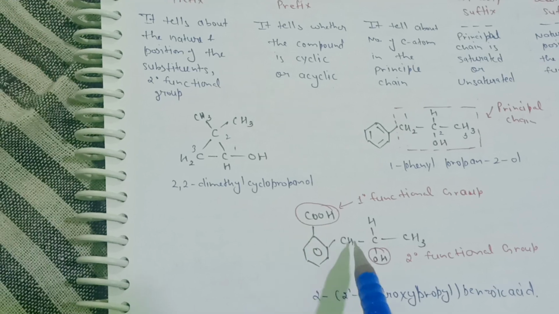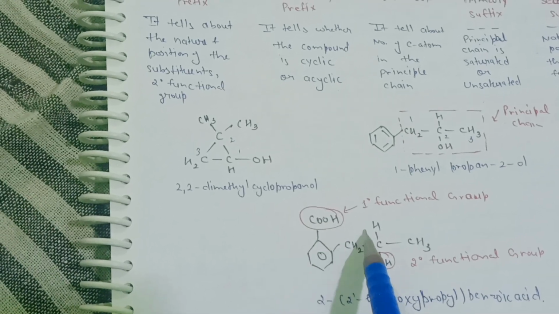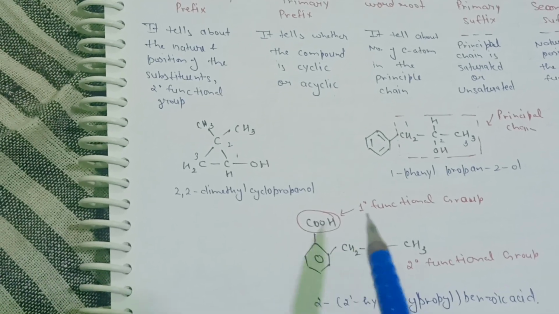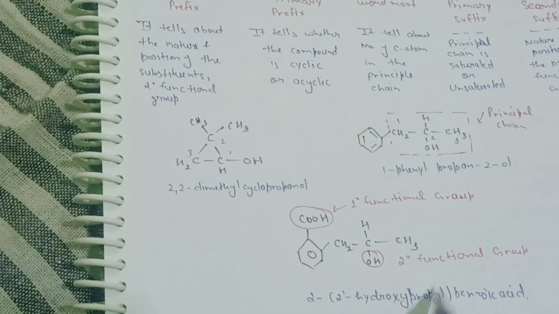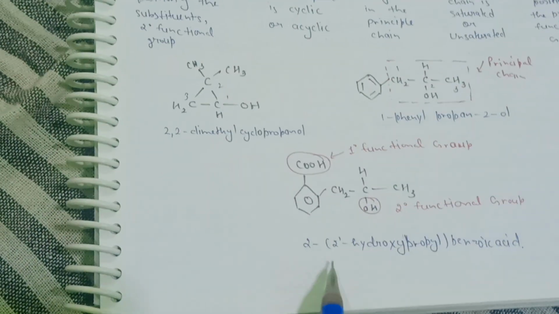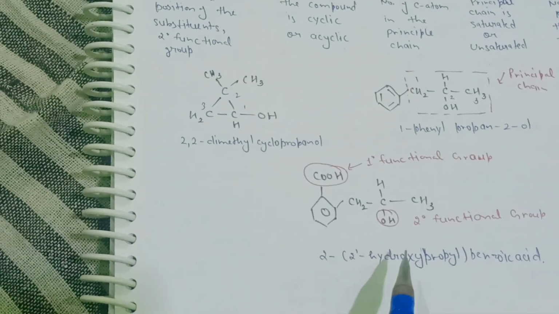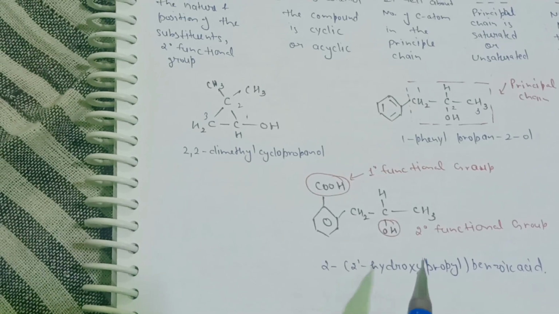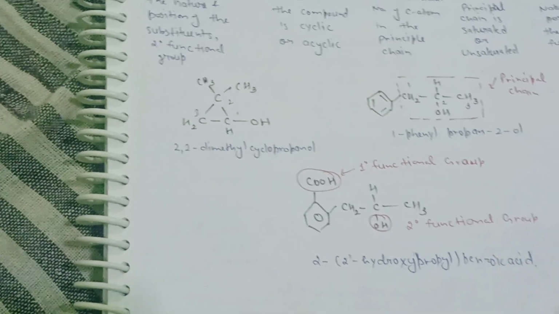In this compound, carboxylic acid is the primary functional group and OH is the secondary functional group. So we name it as 2-hydroxypropyl benzoic acid.